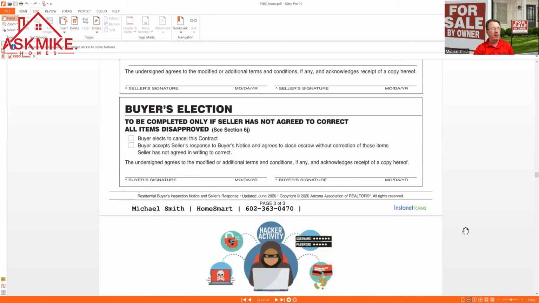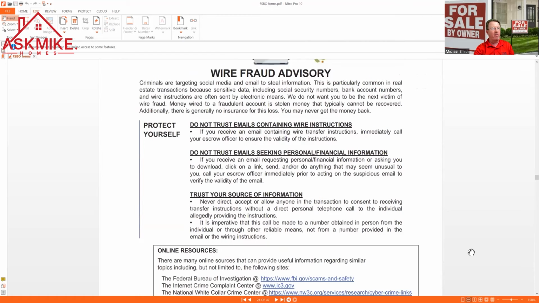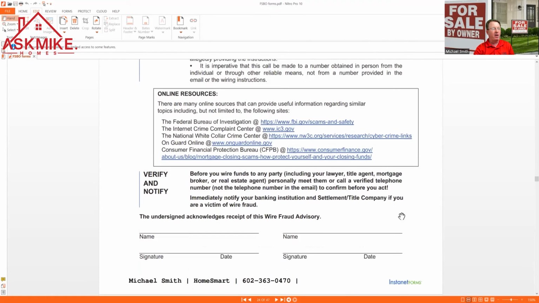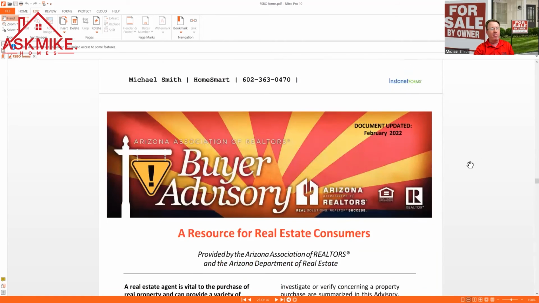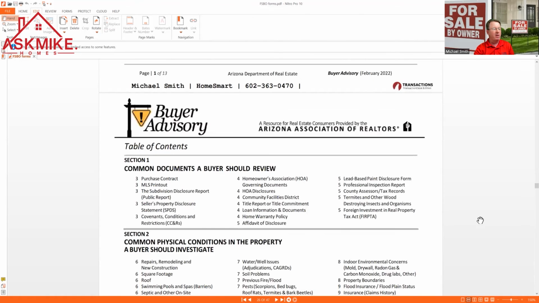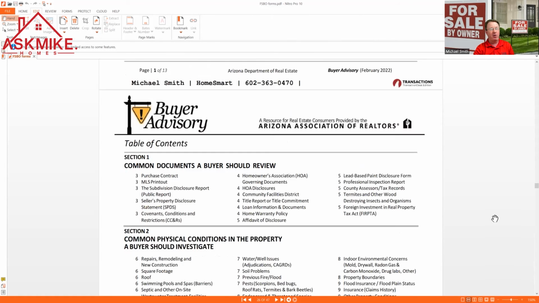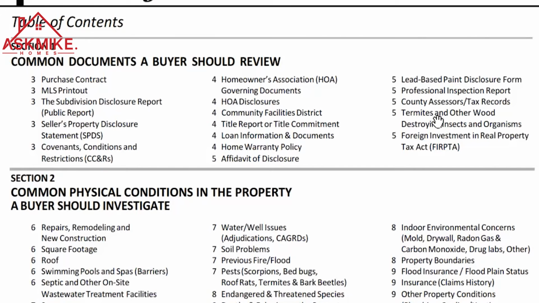Again, here's the form that we use for wire fraud. It talks about wire fraud, and it gives a lot of good websites that you can link to gather more information about the wire fraud. This is the buyer's advisory that we utilize. It talks about some of the common terms and stuff on a purchase contract in a lot of the forms. Look at all the documents listed here. These are a lot of the documents that you're going to see in a transaction. And it's not just one or two.